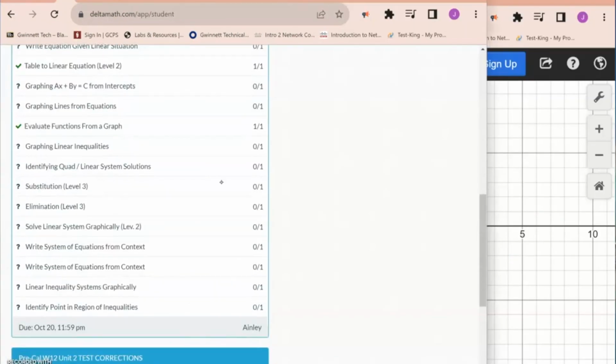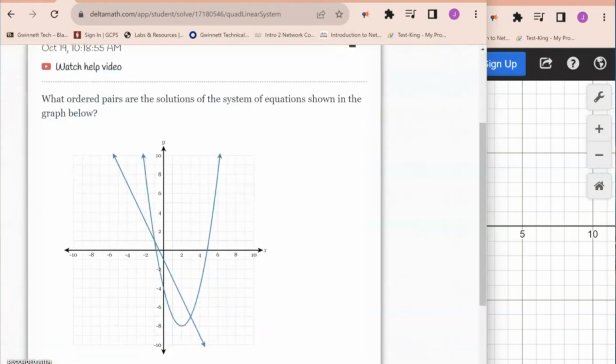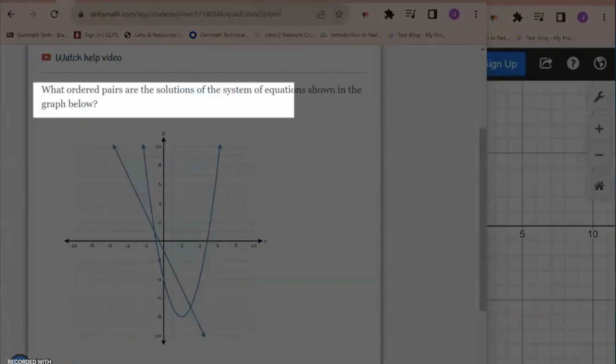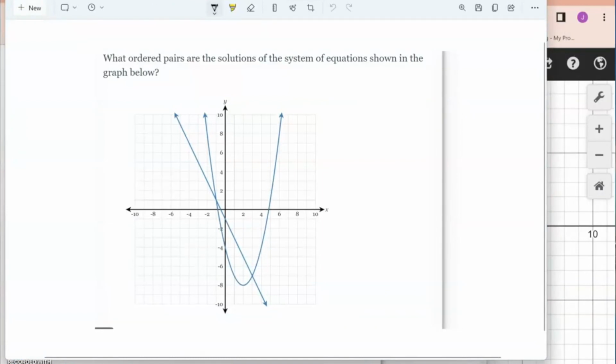All right, so we're going to take a look at identifying quadratic and linear systems or solutions. These are pretty straightforward. Remember that anytime you have a system of equations, the solutions are the intersections where the lines cross each other. So where does this quadratic cross this linear? It crosses right here. That's a solution, and this is a solution.